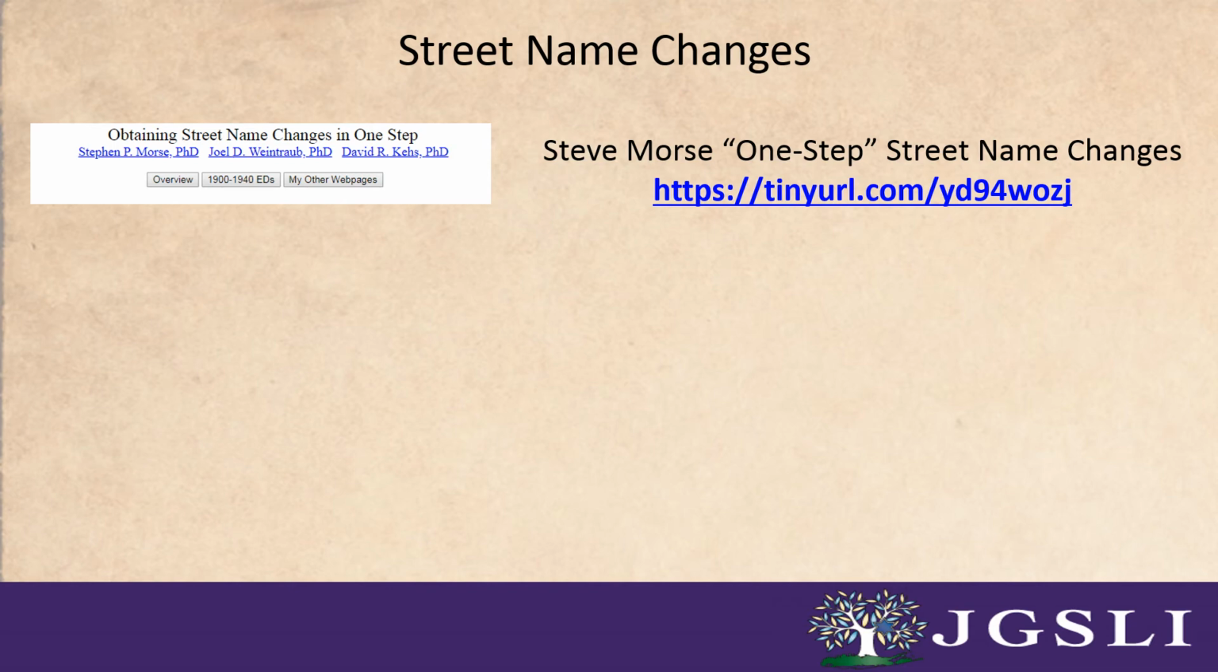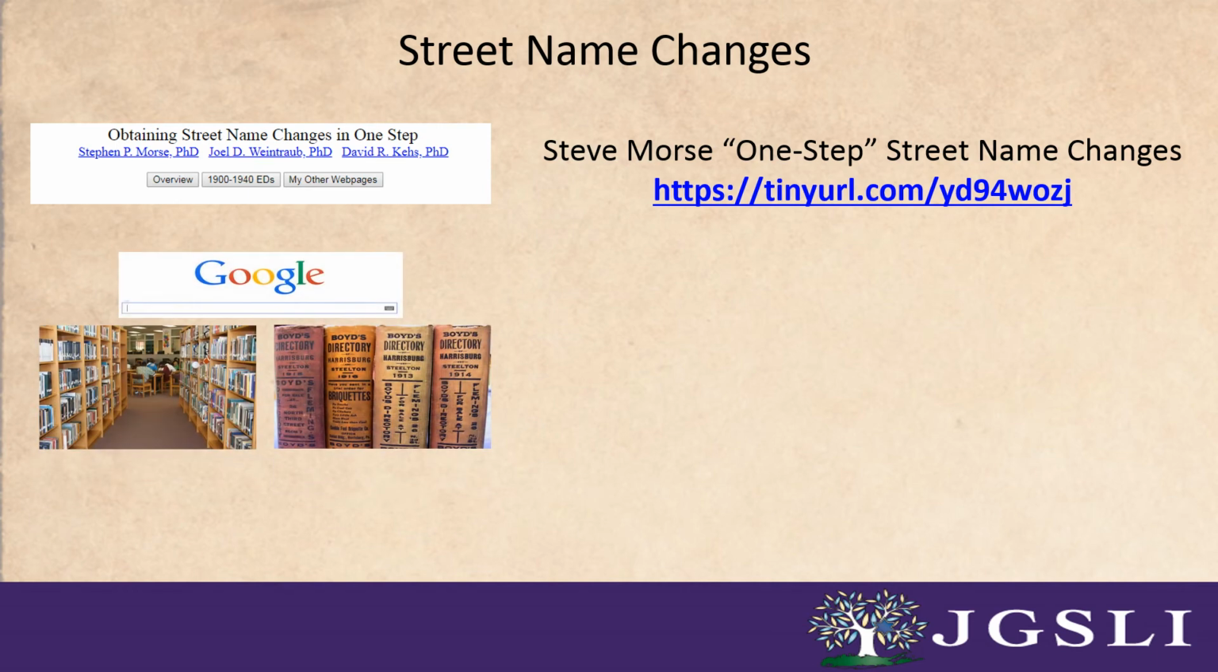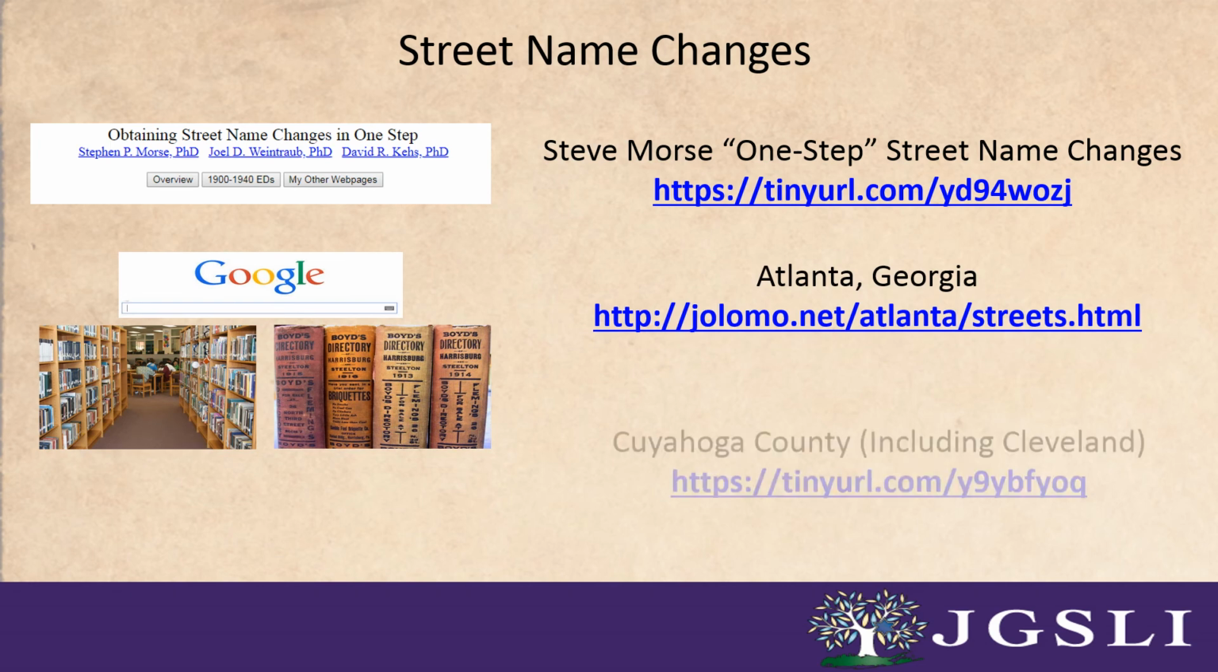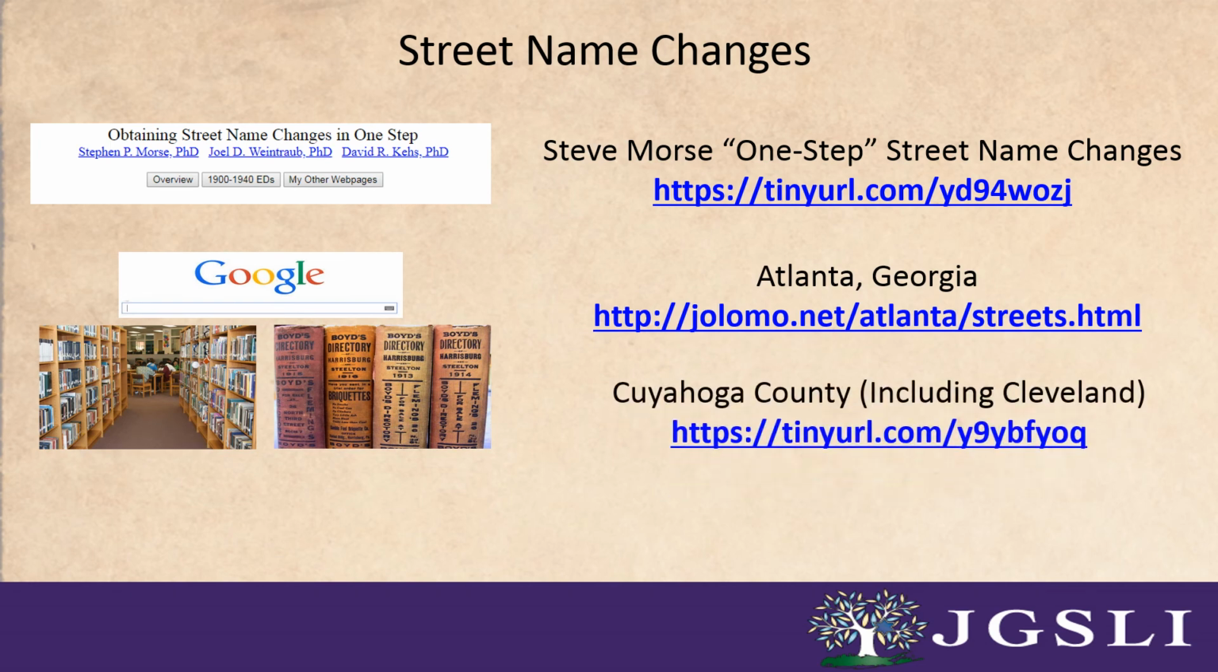When dealing with street names, try doing online searches to determine if the city you're interested in has a page detailing changes over time. Also check with reference desks at public libraries in that city or consult city directories. For example, genealogists created a list for Atlanta, Georgia, and another for Cuyahoga County, Ohio, which includes Cleveland and surrounding neighborhood street name changes around the turn of the century.